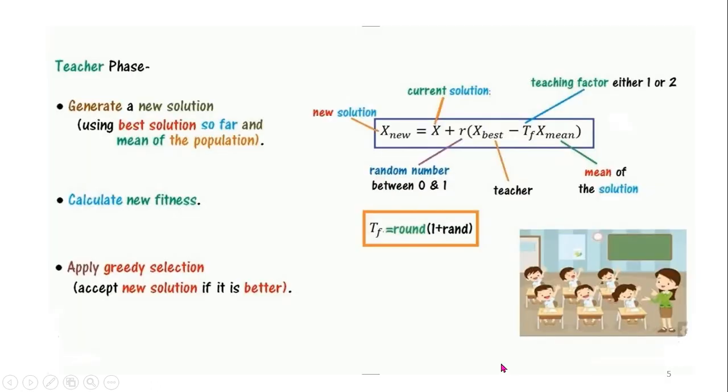So in the teacher phase, generate a new solution using the best solution so far and the mean of the population by this equation. Here x new is the new solution, x is the current solution, r is a random number between 0 and 1, x best is the teacher, x mean is the mean solution, and TF is the teaching factor, either 1 or 2, where TF is equal to round of 1 plus a random number. Then calculate the new fitness and apply greedy selection. Accept the new solution if it is better. If it is not better, then keep the previous one.